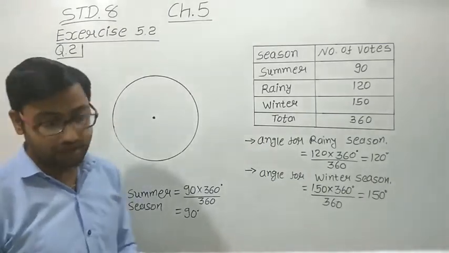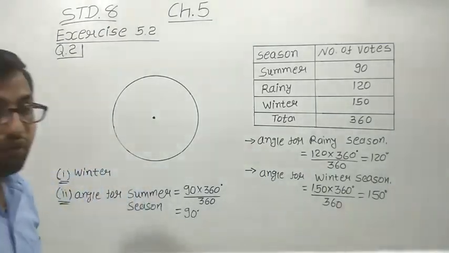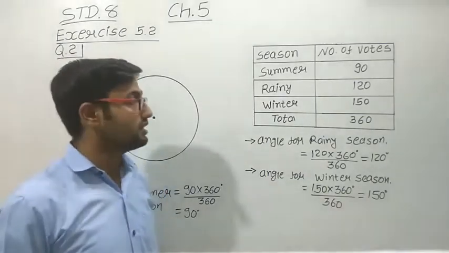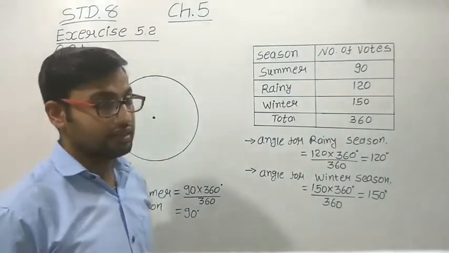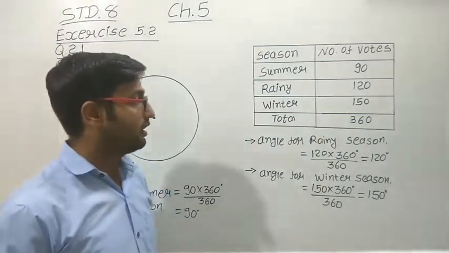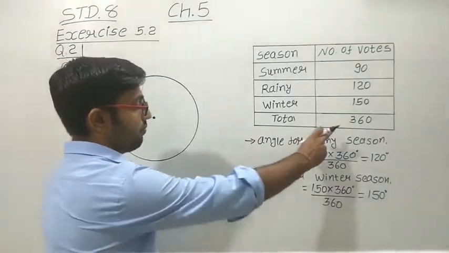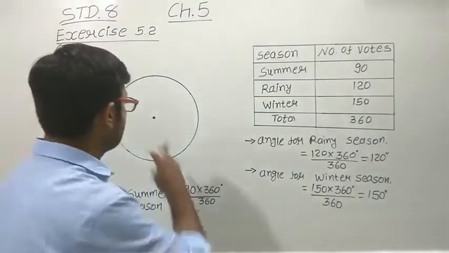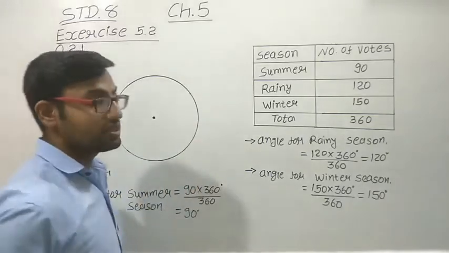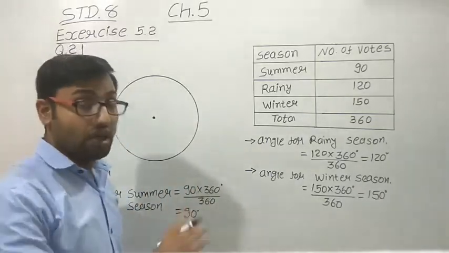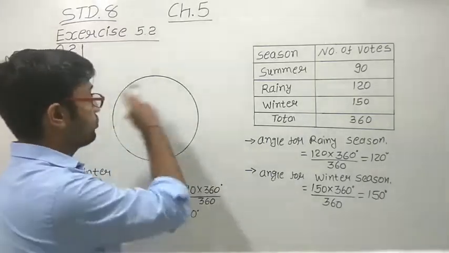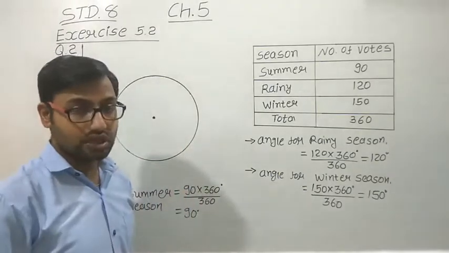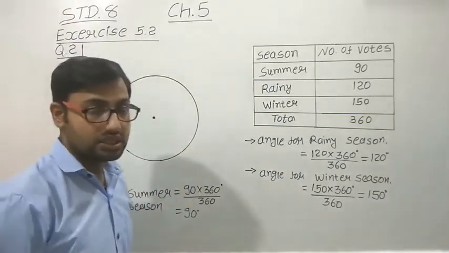Here we have to find the central angle for each of the seasons. So how can we get the central angle? The total number of people surveyed is 360, so this whole circle means 360 people. Also the whole angle of the circle is how much? The total circular angle is 360 degrees.